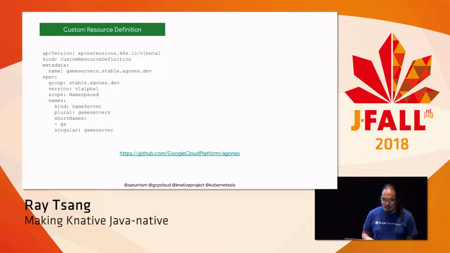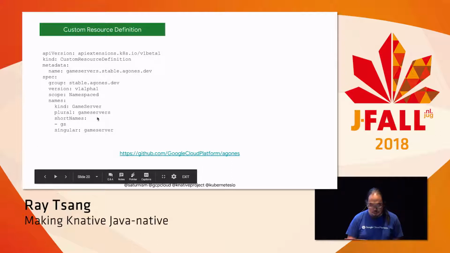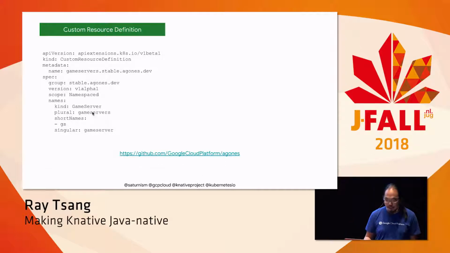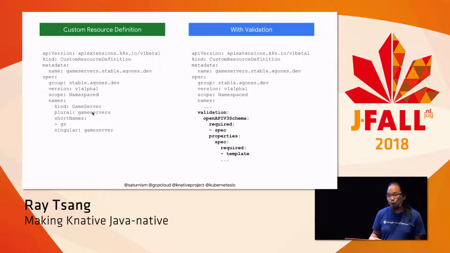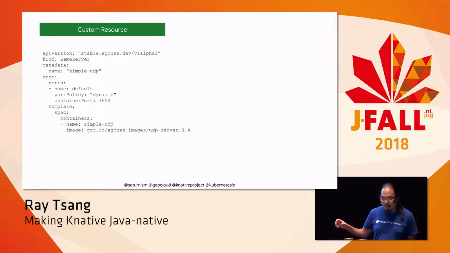So the way that's done is by using a custom resource definition, where you can specify and create your own resource. In this case, it created something called the GameServer kind. You can specify the plural names and the short names for it. And then also you can add validation rules to what data goes into this particular resource, and this is done using an OpenAPI v3 schema. So you can specify every property and some basic validation rules there. And then you can create the actual GameServer resource based on that schema.